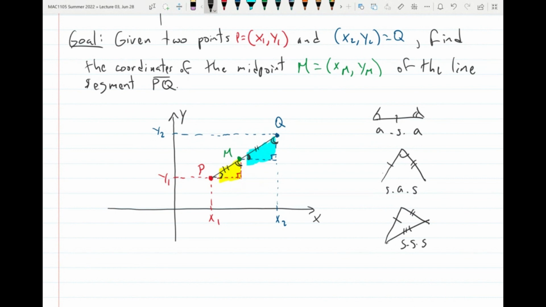So in this case, we're using the angle-side-angle criterion. These two triangles are equal. If these two triangles are equal, in particular, these little sides are equal, and this one over here as well. So let's exploit that information. How much is this? By the way, remember that M, this is Xm, and this one over here is Ym.